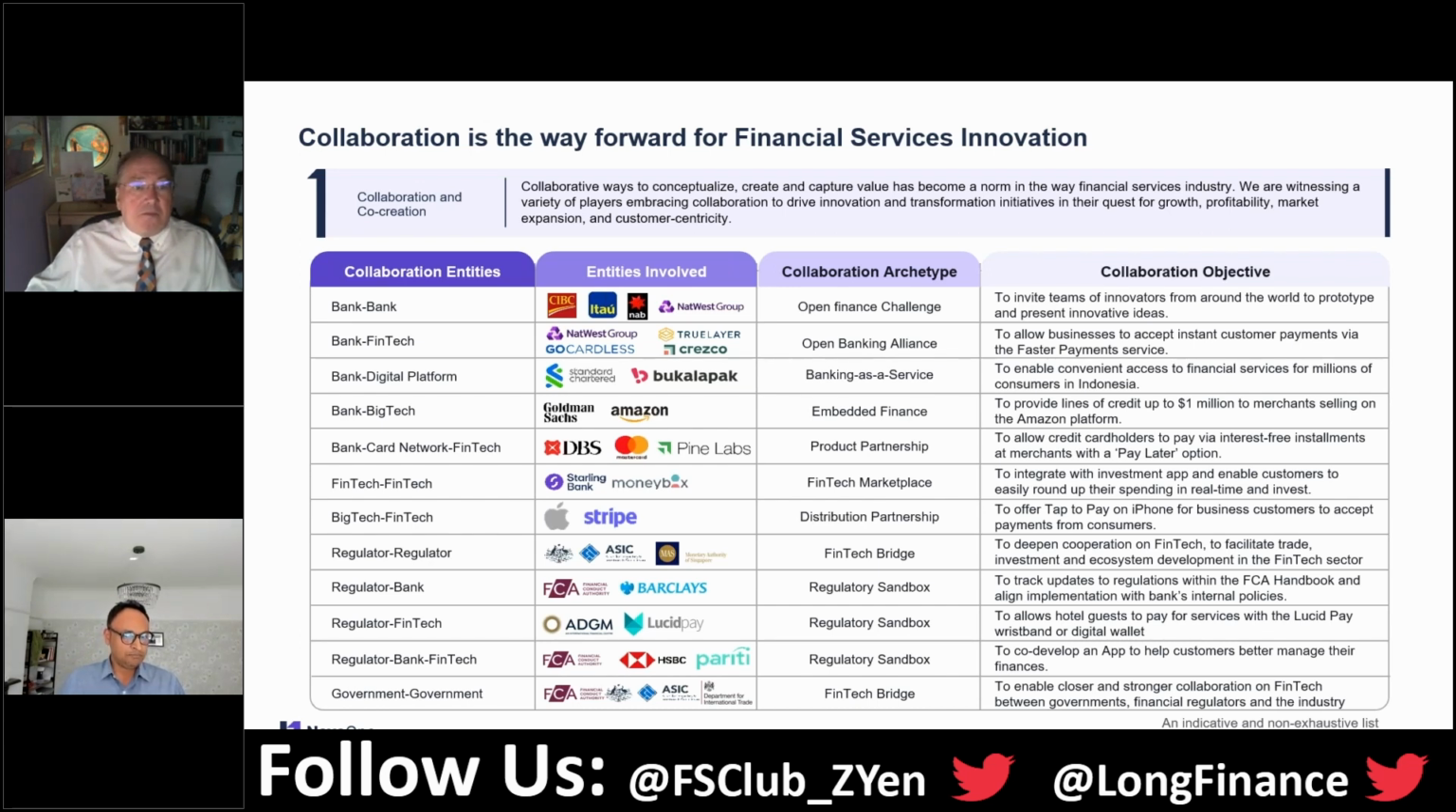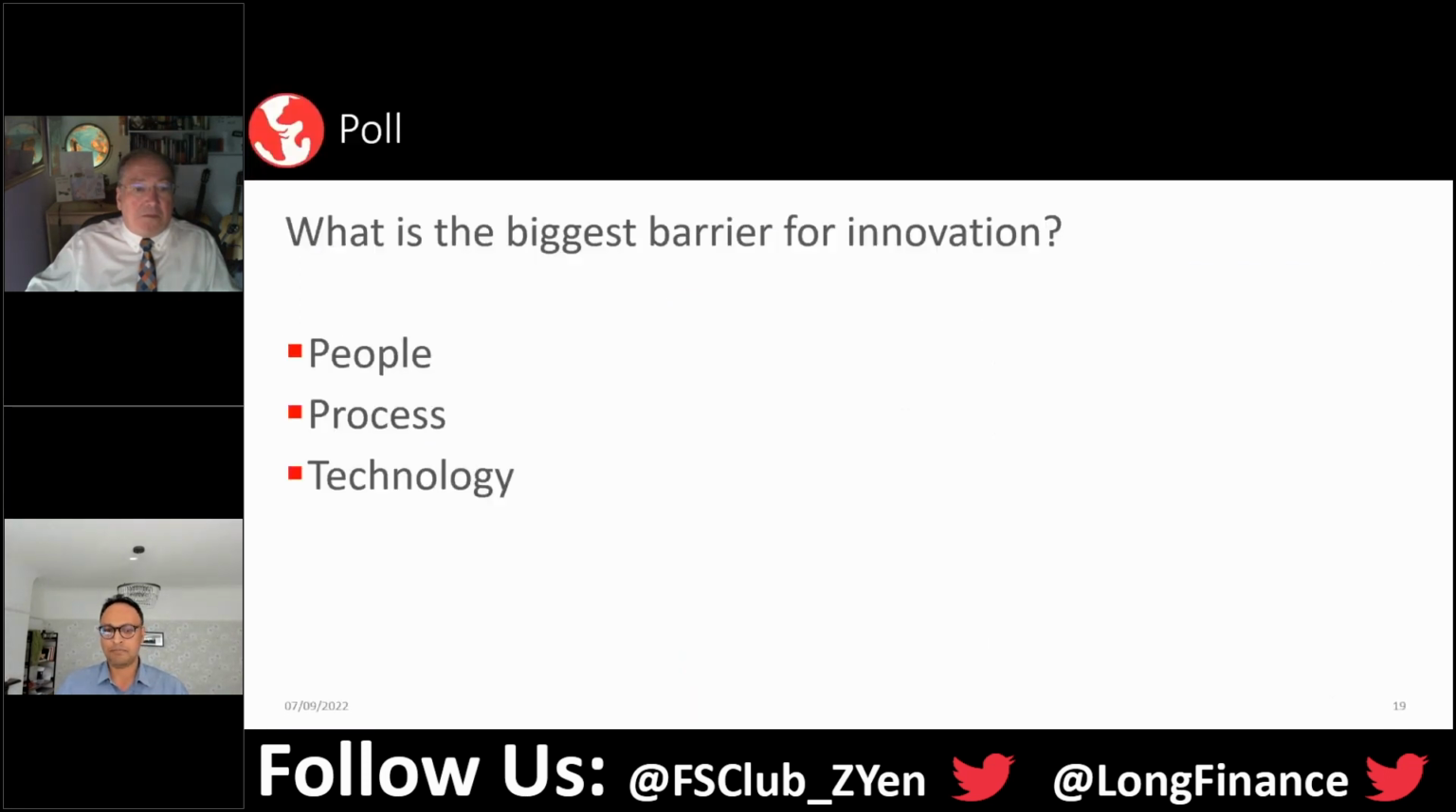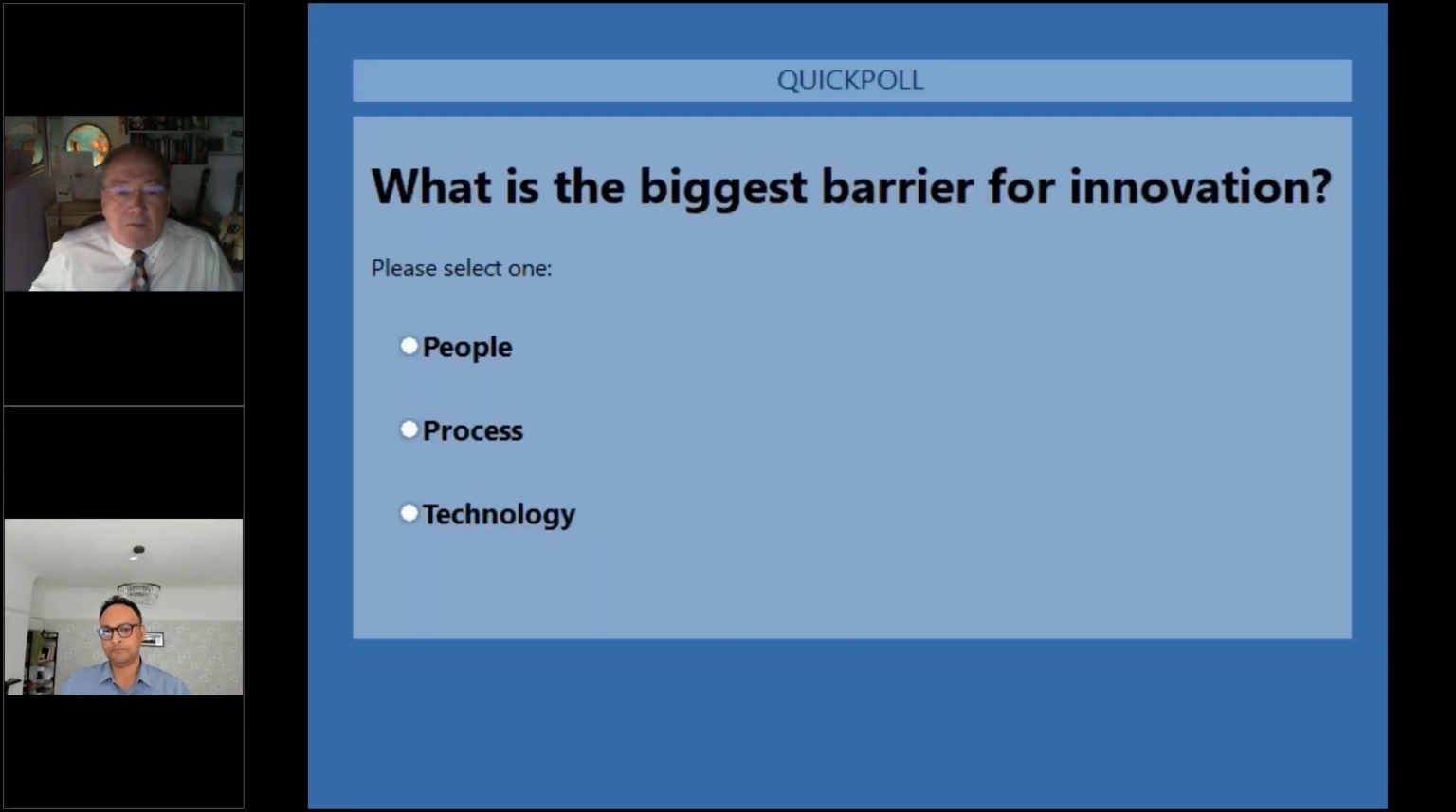So I want to go on to the next slide, please, and ask another poll question. In your opinion, what do you think is the biggest barrier for innovation?